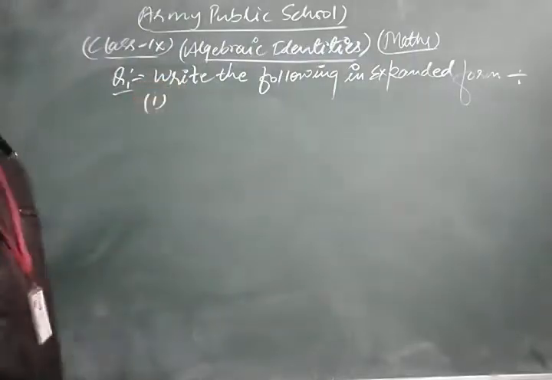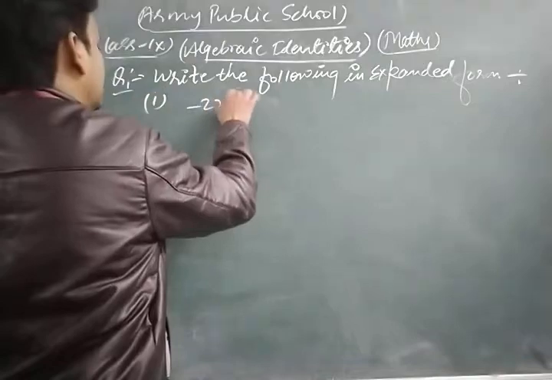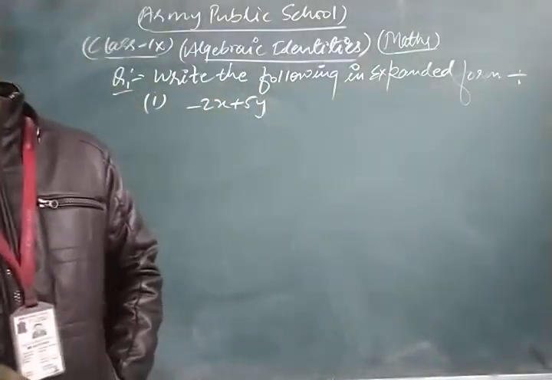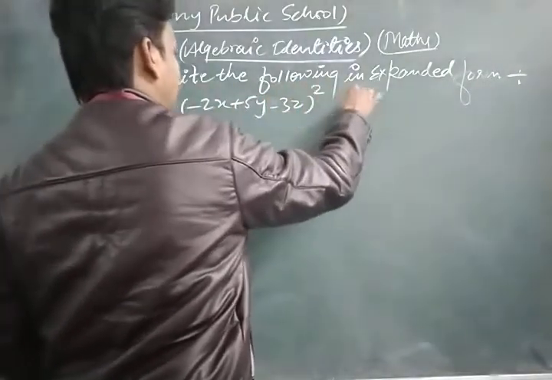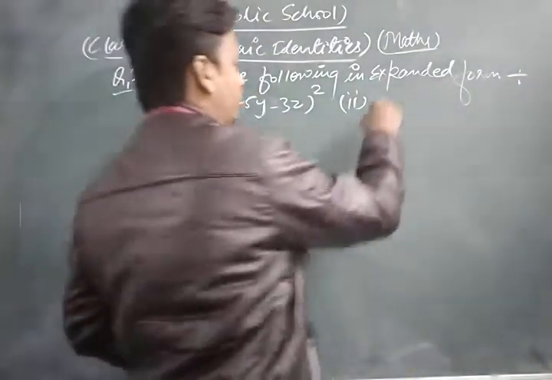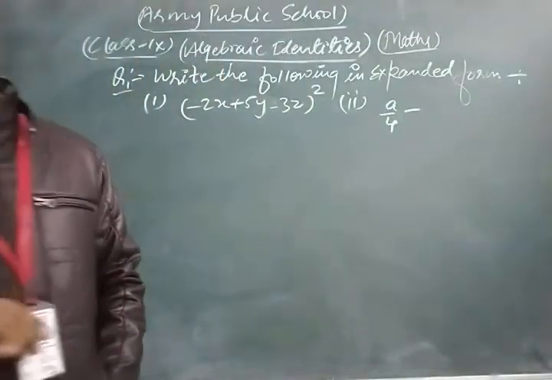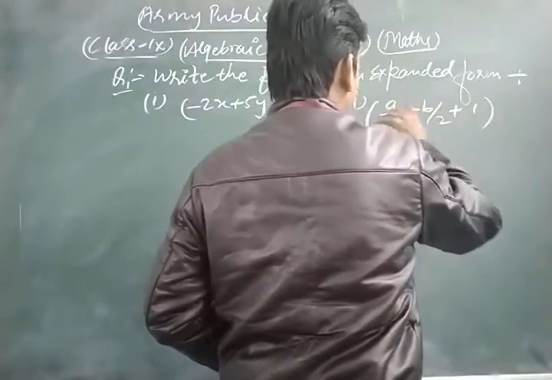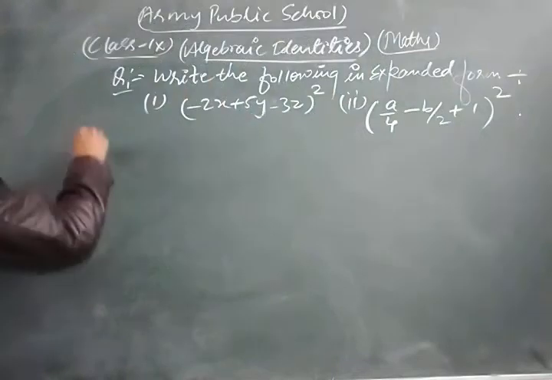The first part of this question is what? Minus 2x plus 5y minus 3z whole square. This is a very important question of your syllabus. And the second one is a upon 4 minus b upon 2 plus 1 whole square. Now let's see its solution.